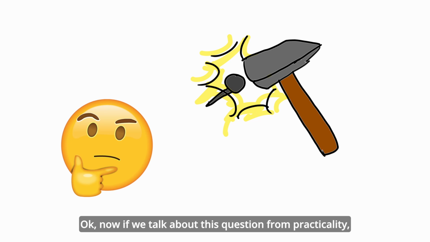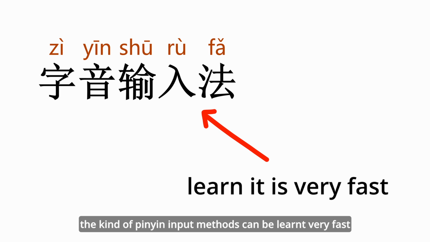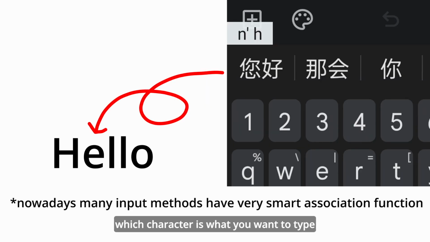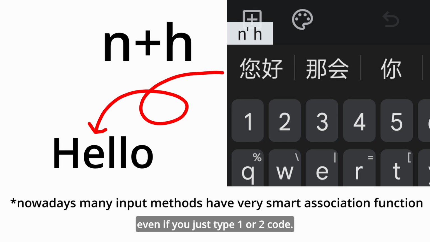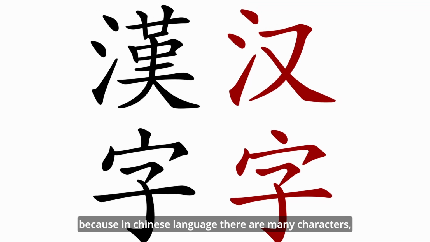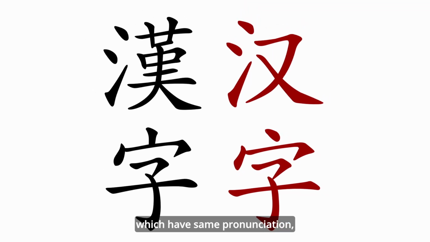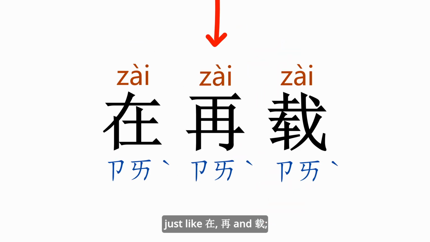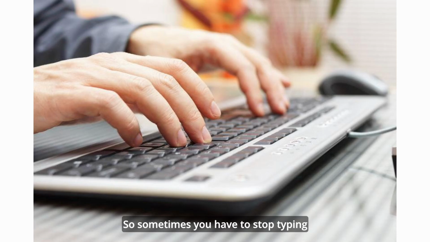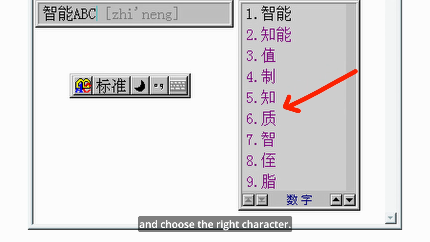Okay, now, if we talk about this question from practicality, the Pinyin input method can be learned very fast, and with the help of advanced computer tech, the input method can guess which character you want to type, even if you just type one or two codes. But the shortcoming is repetition, because in the Chinese language there are many characters which have the same pronunciation, just like 在, 在, and 在, 要, and 要, etc. So sometimes you have to stop typing and choose the right character.